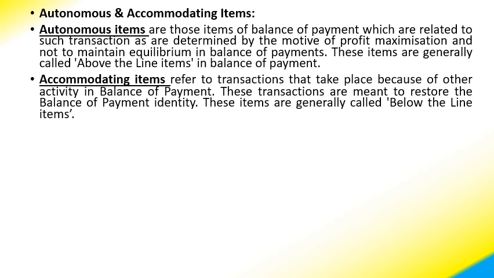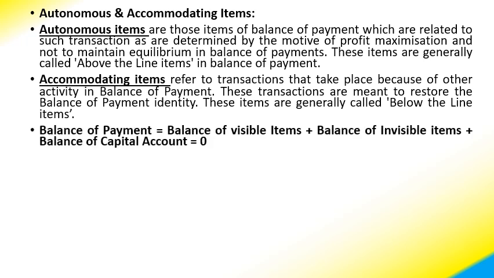It's just to make the balance identity, making export and import equal, otherwise a deficit of balance of payment will happen. Whereas autonomous is completely meant for profit motive. The government or country is trying to make more profit by exporting more, importing less. That is basically under the autonomous and accommodating items. So now balance of payment, therefore, as we discussed earlier, is balance of visible items plus balance of invisible items plus balance of capital, and if it is equal to 0, then it is known as balance of payment.